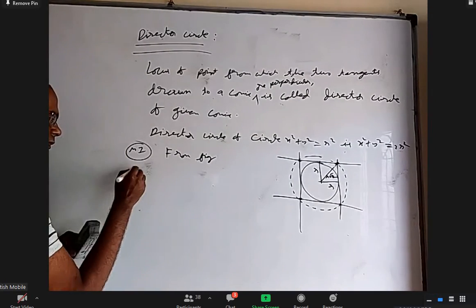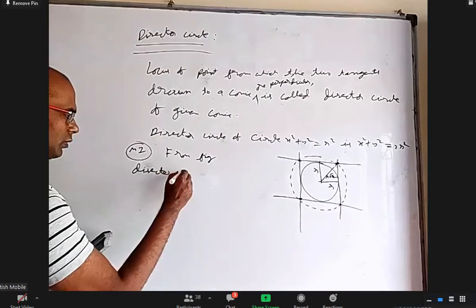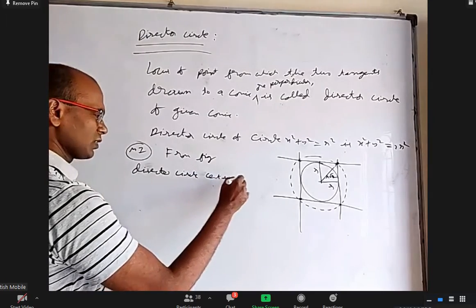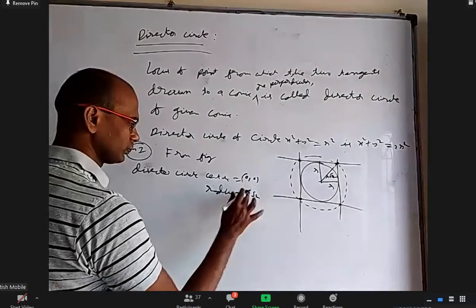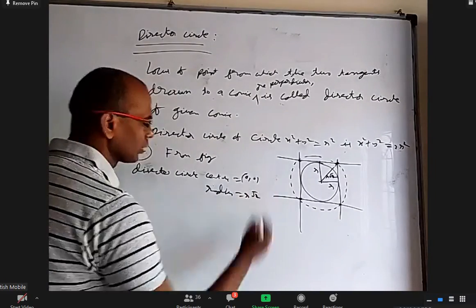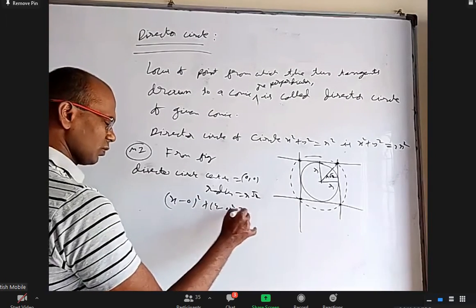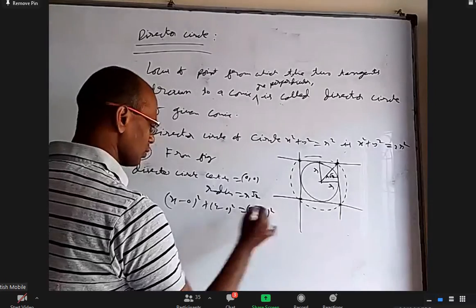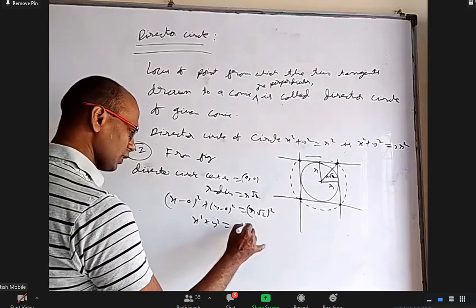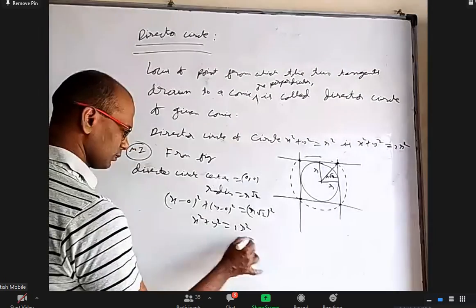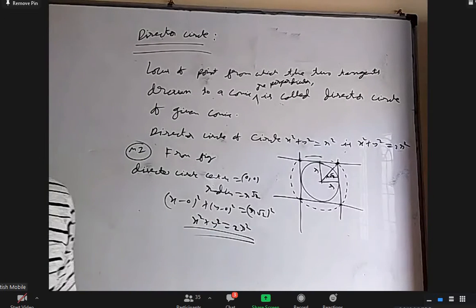From the figure, the director circle center is the same, 0, 0, but the radius should be R root 2. Alright. Then it is (x minus 0) whole square plus (y minus 0) whole square equals (R root 2) whole square. That is x square plus y square equals 2r square. Alright? So very simple, directly from the figure.